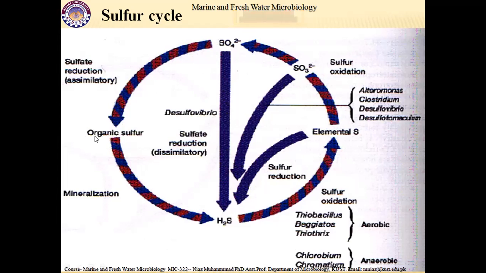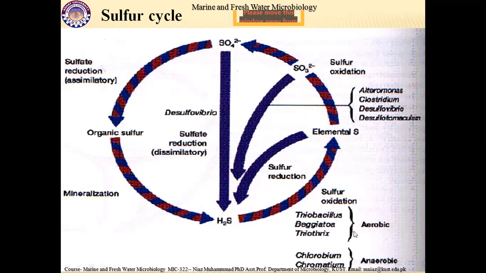After the death of the living organism, it goes to soil, and the process of mineralization takes place, and sulfur which is present in organic form converts into H2S. This is a gas. This H2S gas is converted into elemental sulfur, from where hydrogen is removed, and this process is called sulfur oxidation.